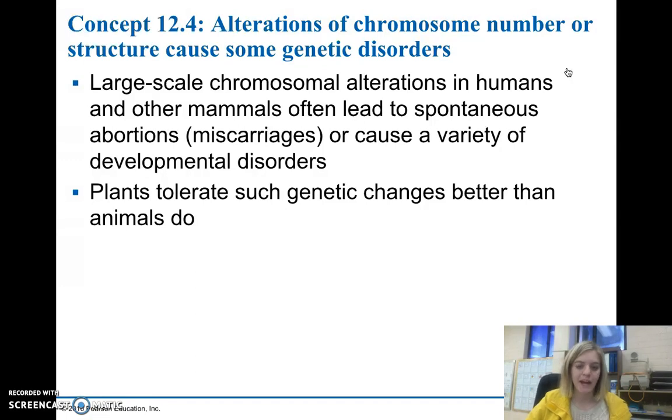So what happens when we have large-scale changes to chromosomes besides simply diseases that are carried by certain alleles? Well, what ends up happening is we can end up with very challenging phenotypes and disorders that result. Most of the time, these large-scale changes lead to early spontaneous abortions or miscarriages. They don't actually make it out of the womb, or if they do, they can cause a variety of developmental disorders. We have observed, and don't quite know why yet, that plants tolerate genetic changes much better than animals do. And typically, these changes in meiosis cause a much bigger problem in other animals compared to plants.